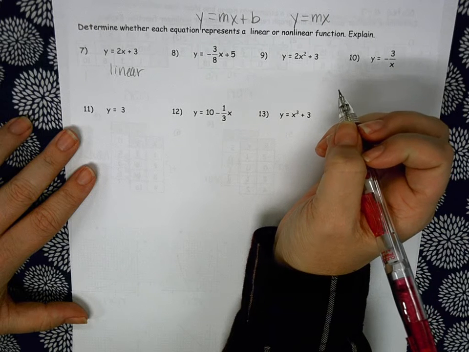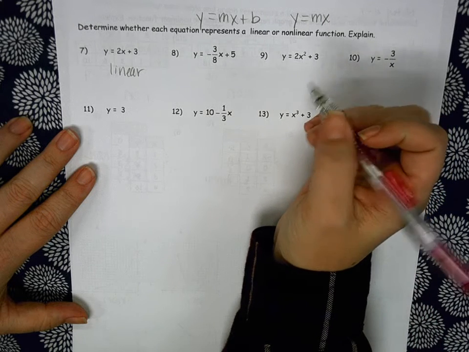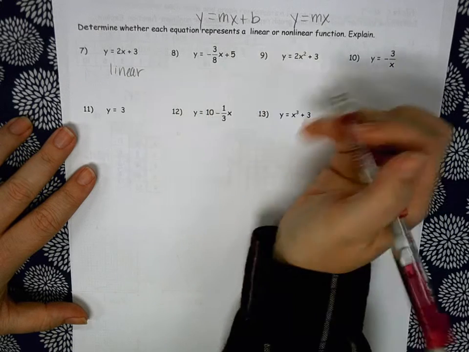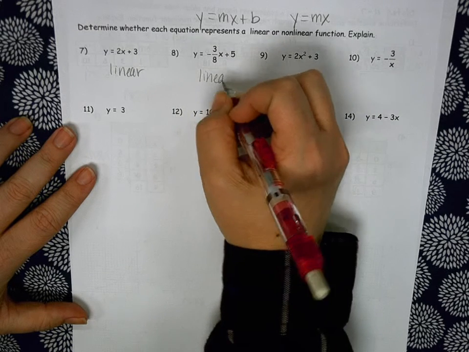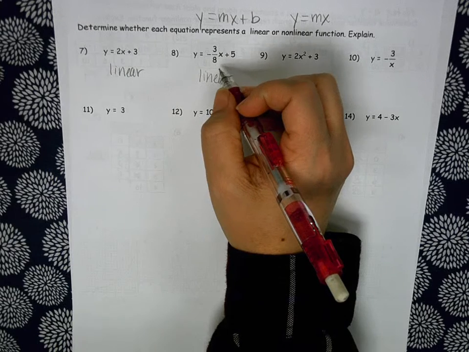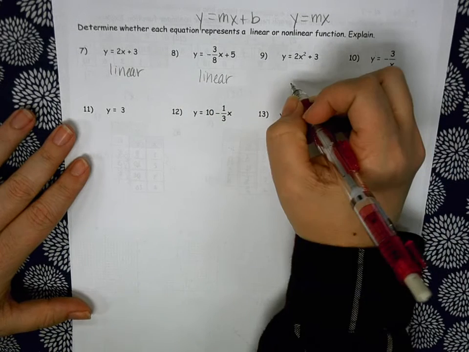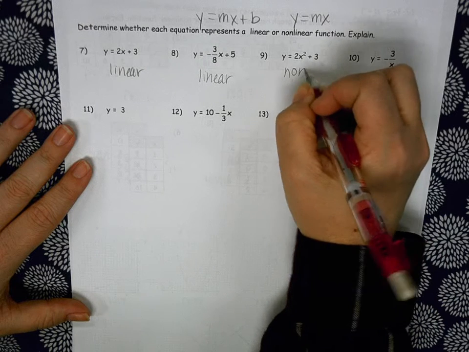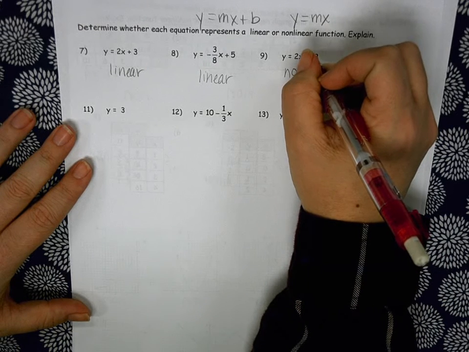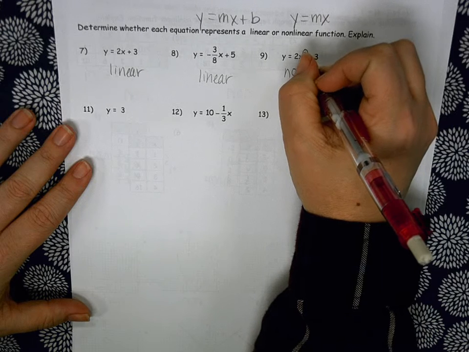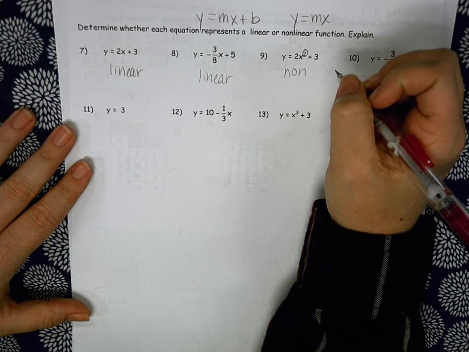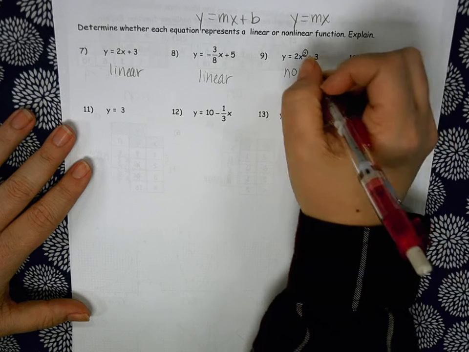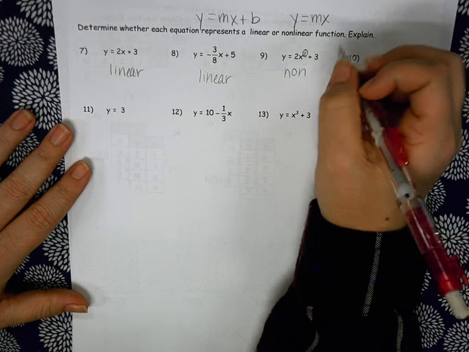Who says yes? Raise your hand. Who says no? Who says I don't know? This is linear, guys. We didn't really do anything different. We just have a negative slope, that's all. What about 9? It has an x squared. Non, and here's why. If you ever get an exponent greater than 1, it will always be nonlinear. Okay? So any exponent greater than 1 is nonlinear.